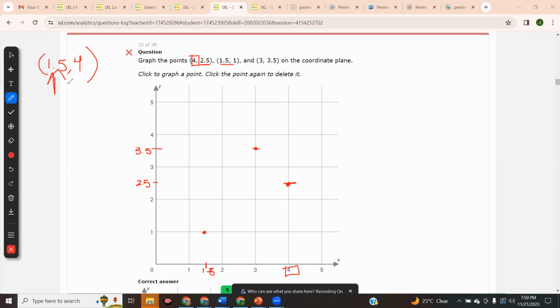Let's do 1.5. It will be in between what? 1 and 2, right? This is 1.5 right there, between 1 and 2. Then they say 4, so you go up 4. That's it right there.